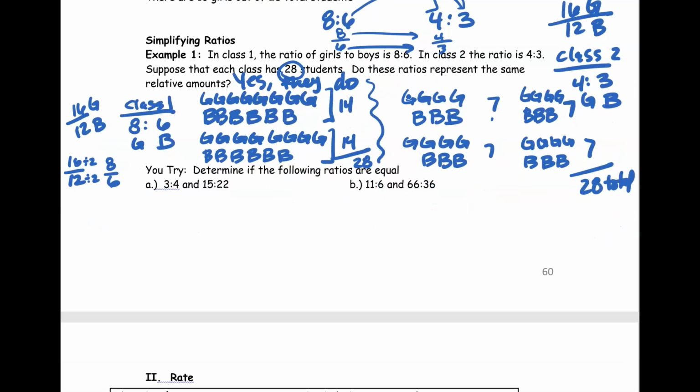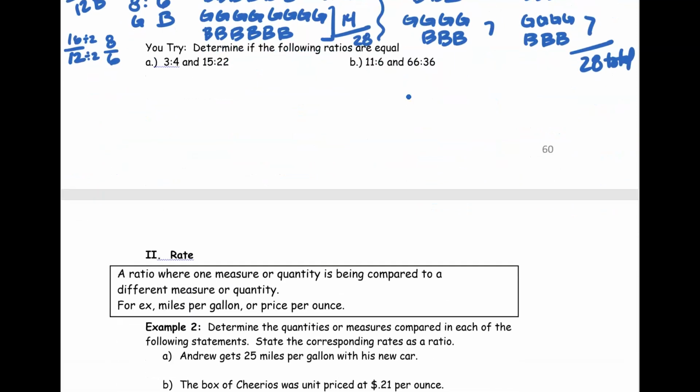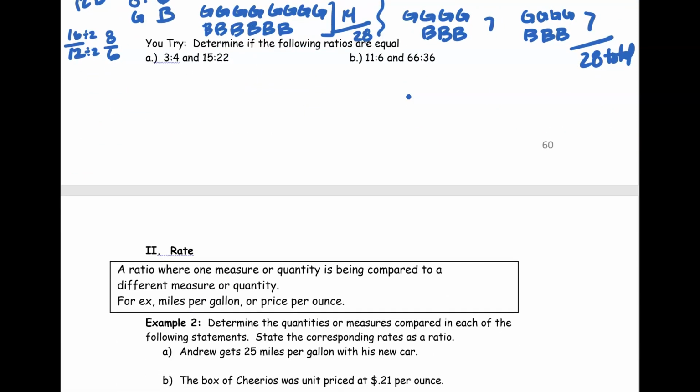So let's do the You Try. This would be a great time to pause the video and try these on your own. Determine if the following ratios are equal. With these, you could draw a picture like I did. You could keep them as ratios and ask yourself, how do I go from 3 to 15? I could times 5. How do you go from 4 to 22? If I follow that same rule of times 5, I shouldn't get 22, I should get 20. So I would say no, they're not equal.